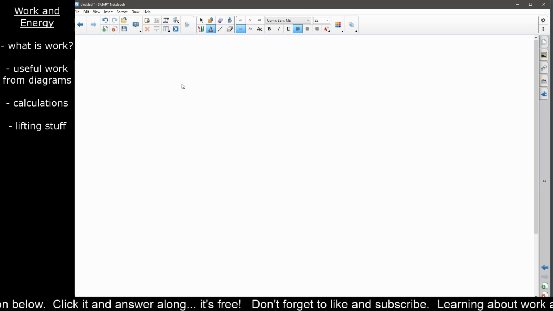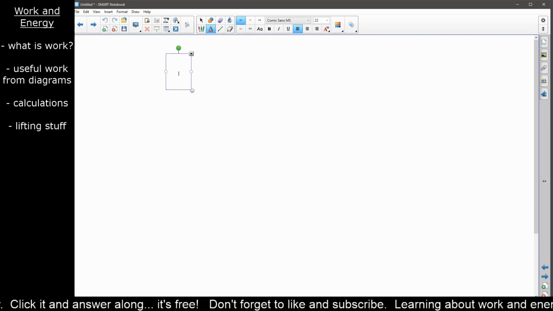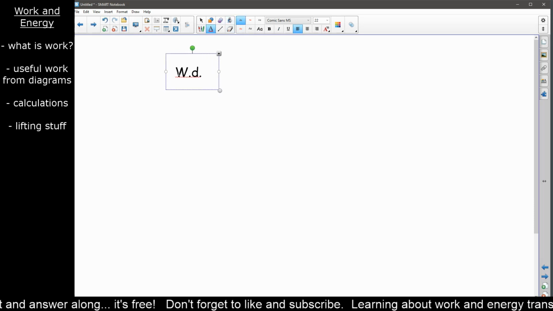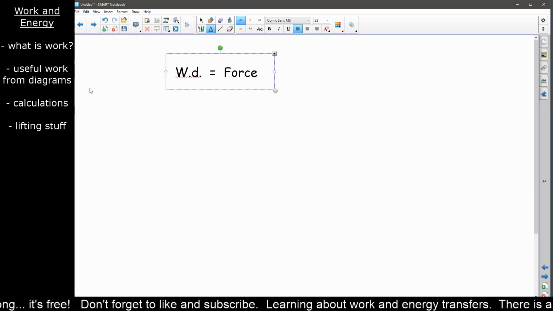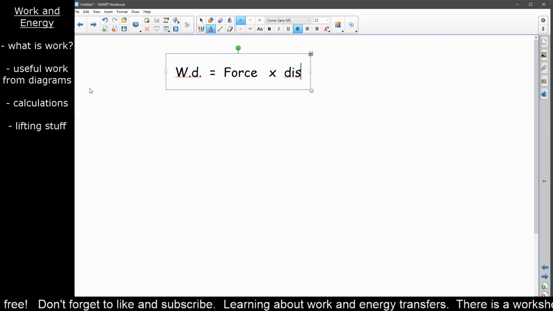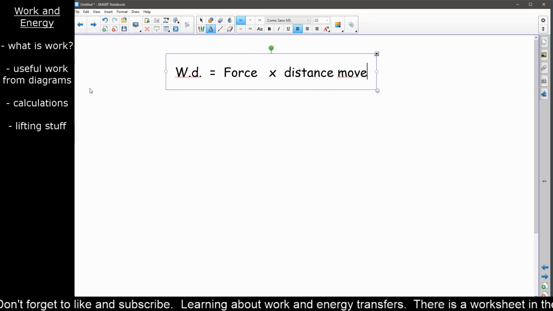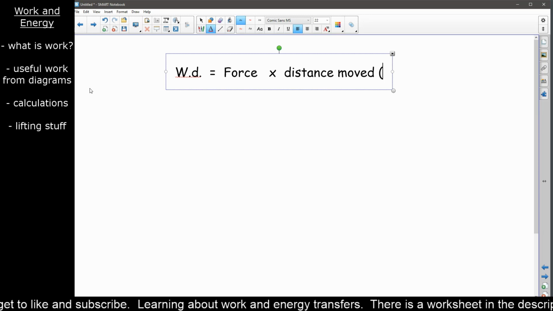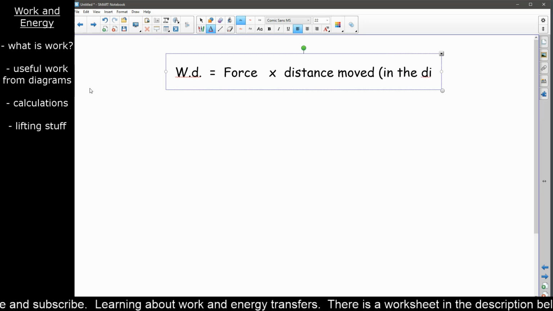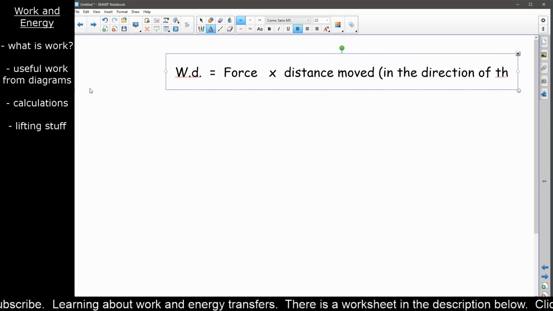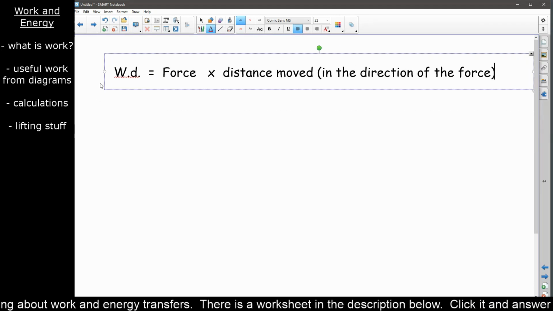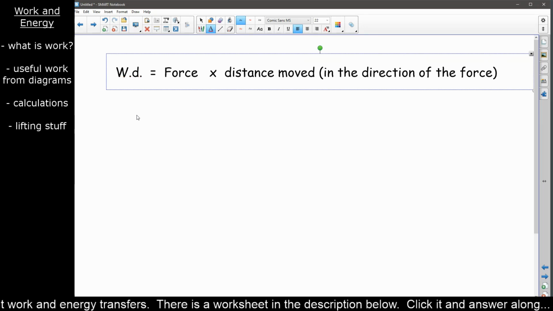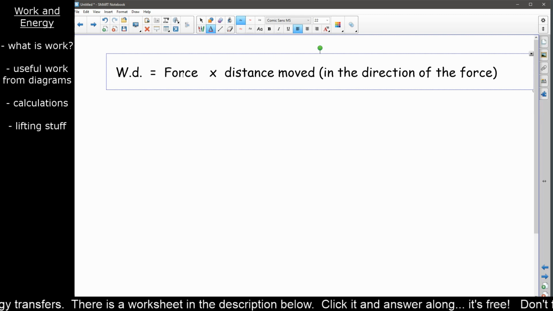The other form it has is that the work done, and when we talk about work done, we tend to be talking about just the useful work done, is equal to the force multiplied by the distance moved. Now for GCSE, that's fine. Technically it's the distance moved in the direction of the force. So if you're pulling something diagonally, you're actually doing slightly less work than if you were pulling it in a straight line. But at this stage, we're fine with just work done is force times distance.